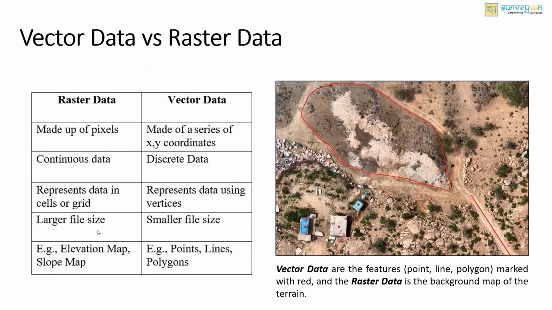And finally, the raster data is usually large in size compared to the smaller size vector data. And continuous data like the elevation map, slope map can be considered examples for raster data. And discrete data like points, lines, or polygons can be used to represent the vector data. And here, in the image here, the features marked red are the vector data, and the background map of the terrain is the raster data.